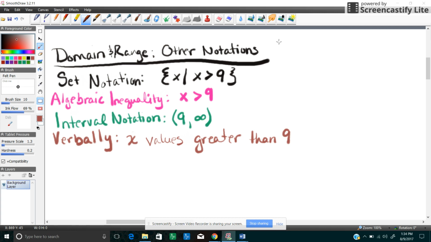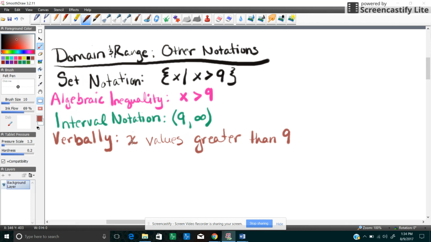Okay, we're going to continue our lesson on domain and range, discussing the other notations we're going to be using this semester and next semester as well. Go ahead and take a few moments to copy this. If we're in class, I'll go ahead and pause it. Otherwise, you can pause it yourself.